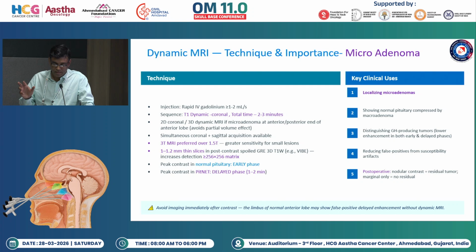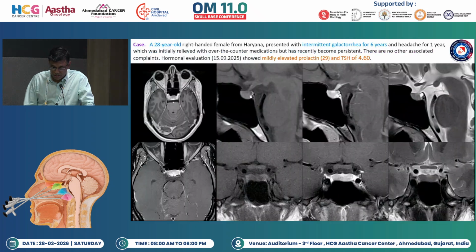We could have thin slices with a matrix around 256 by 256, or more, which could be better. And the main reason to give contrast is that sometimes we are unable to differentiate these tumors just on the morphology of the pre-contrast sequences, and that is the main reason.